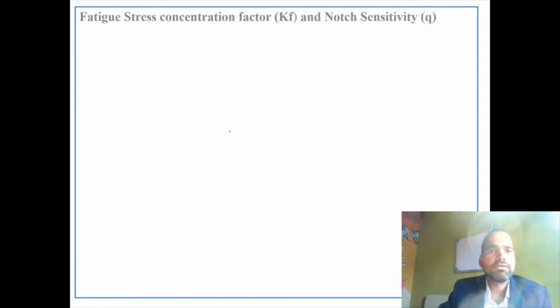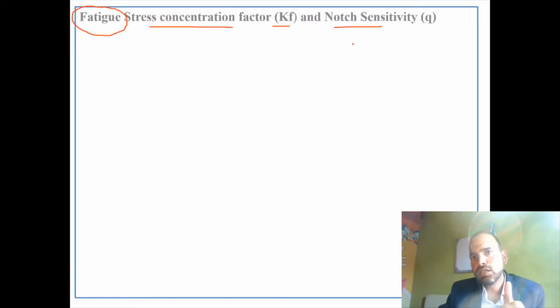The next factor that we have to discuss is the fatigue stress concentration factor. What does fatigue mean? That also we have to discuss, but let's first understand what the fatigue stress concentration factor and notch sensitivity mean. We have discussed that whenever there is a discontinuity or irregularity in the component, or an abrupt change in the cross section of the component, there will be a concentration of the stress in the component.